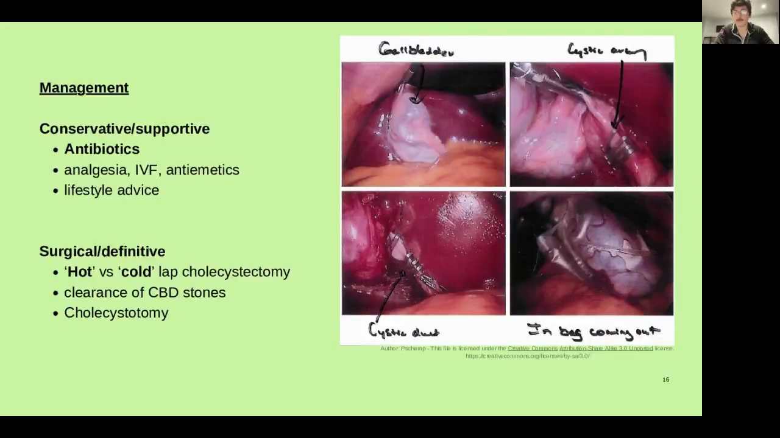Alternatively, if they're not fit for surgery, you can do a cholecystostomy, so putting a drain in, or if they've got a gallbladder empyema. We had a patient on the ward last week who had a gallbladder empyema. He'd been waiting a while to get his cholecystectomy and just ended up getting a drain in the end to relieve the pus in his gallbladder. But eventually those patients will also need a cholecystectomy afterwards.